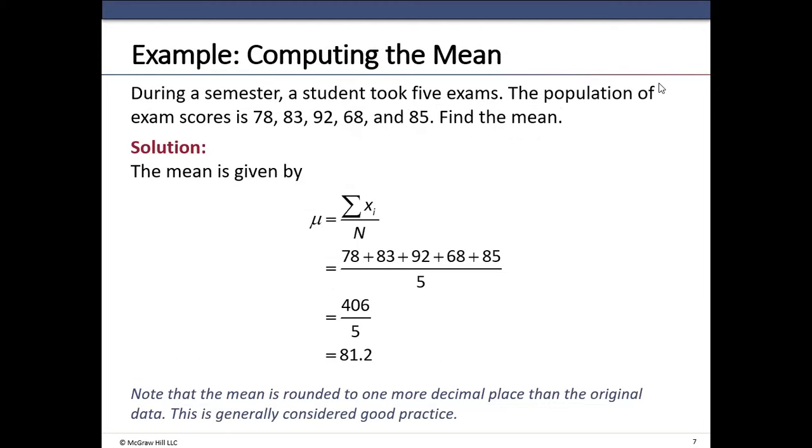During a semester, a student took five exams. The population of exam scores. Why is it a population of only five numbers? Because there are only five exams during the entire semester. So this is a population consisting of five exam scores. So again, we add up all the five numbers and divide by five to get the mean, 81.2. Notice 81.2 is not a number in the original data set. Note that the mean is rounded to one more decimal place than the original data. This is generally considered good practice.